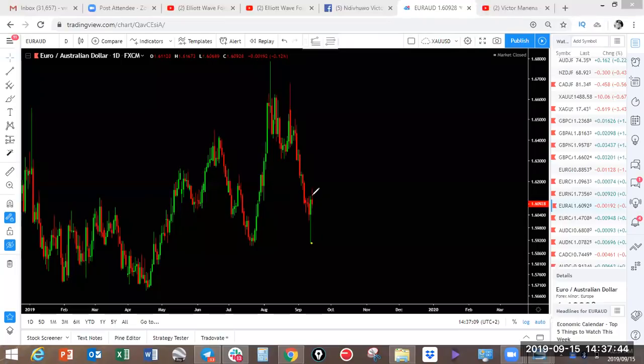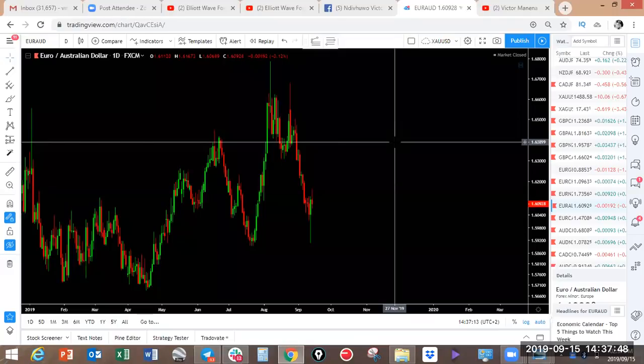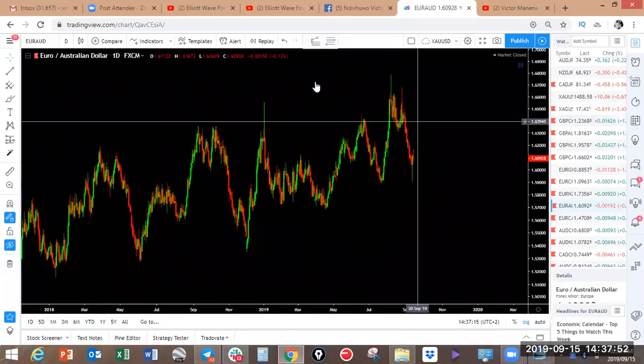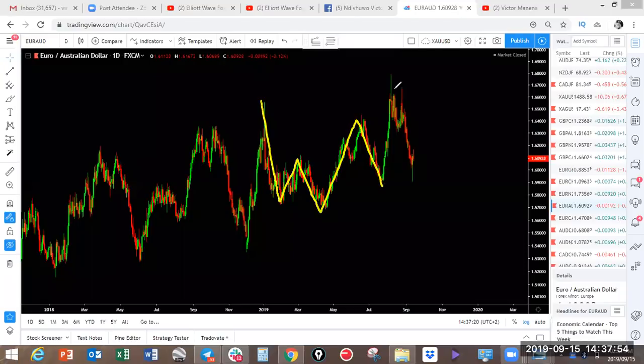EURAUD, you've got a nice pulsing move here. All you need to wait for is a corrective structure. There's a clear structure here. In higher degree, you've got a 3 up, 3 down here, 3 up here. Now you've got a pulsing move here to the downside that could be a running flat.